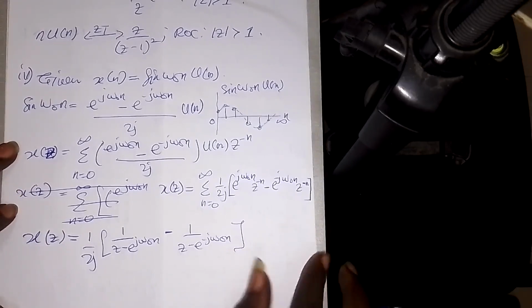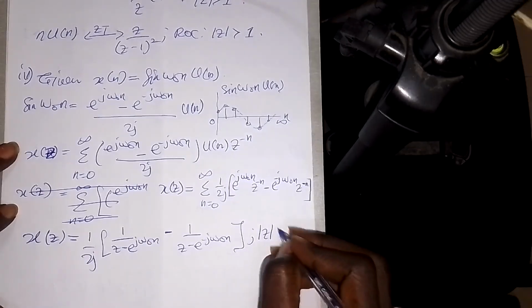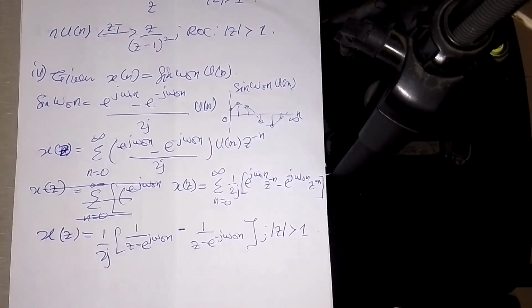It's going to be greater than what? 1. So now our ROC mod Z is going to be greater than what? 1. That will be our mod Z. Okay, that will be our mod Z. All right.